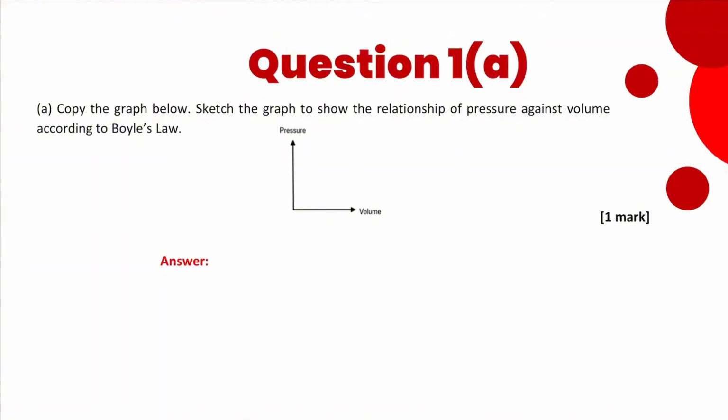Question 1A. Copy the graph below. Sketch the graph to show the relationship of pressure against volume according to Boyle's law. So Boyle's law states that at constant temperature, the volume is inversely proportional to pressure. So to show the relationship between pressure and volume, you have to draw a graph that shows that these two are inversely proportional to each other. So we will draw a graph like this to show that it is inversely proportional.